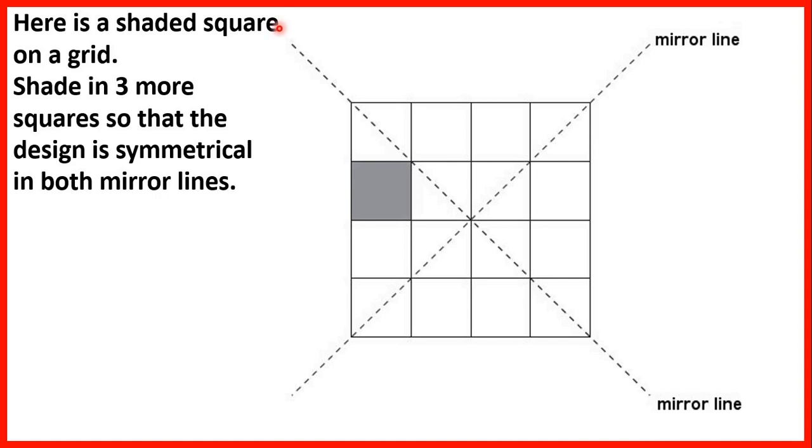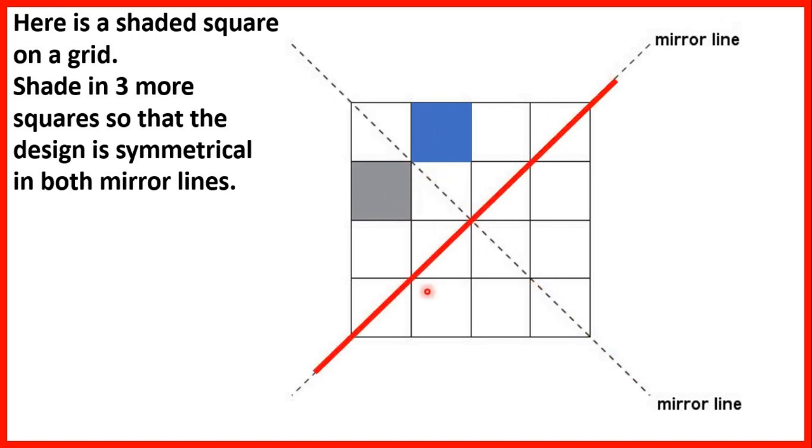Here is a shaded square on a grid. Shade in 3 more squares so that the design is symmetrical in both mirror lines. So if we take this mirror line first, we can see that to make it symmetrical, we need to shade in this square here, so that we have the squares reflected so that they're the same on both sides.